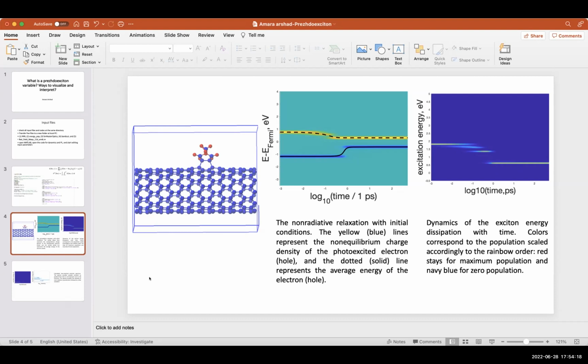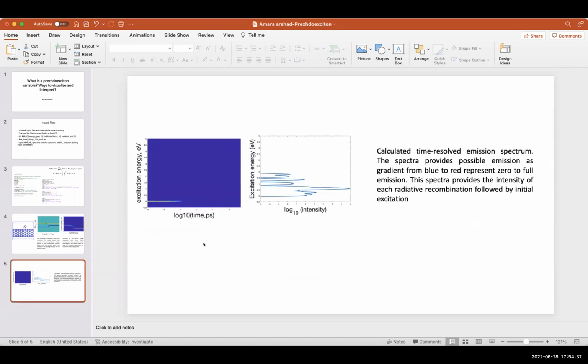So this is the dynamics of the exciton energy dissipation with time, and the color ranges from red to blue, where red is the maximum population and blue is the zero population. If it is yellow, it means it is in between the range. And this is the time-resolved emission spectra, and this is the time-integrated spectra.